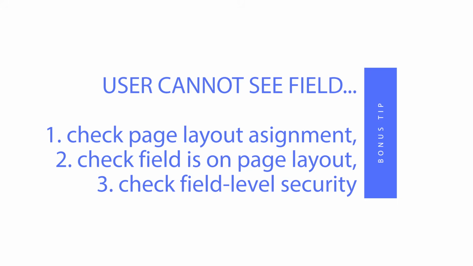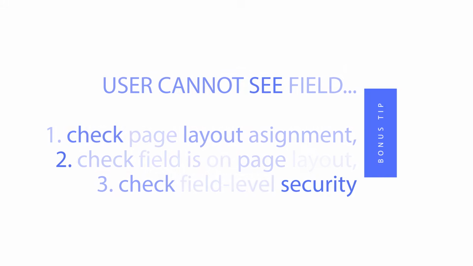If a user reaches out to you because they cannot see a field on a record, there are many things you could check, but some of the first things would be ensuring that the page layout has that field added, ensuring that the page layout you are looking at is the one that aligns with the record type in question and the user's profile, and then check the user's profile to see if the field level security allows them to see the field in question.